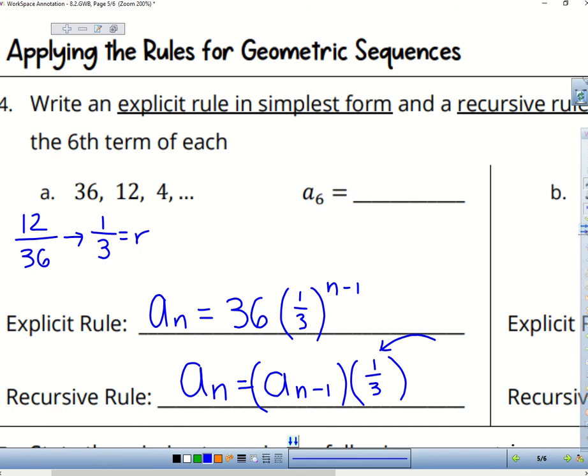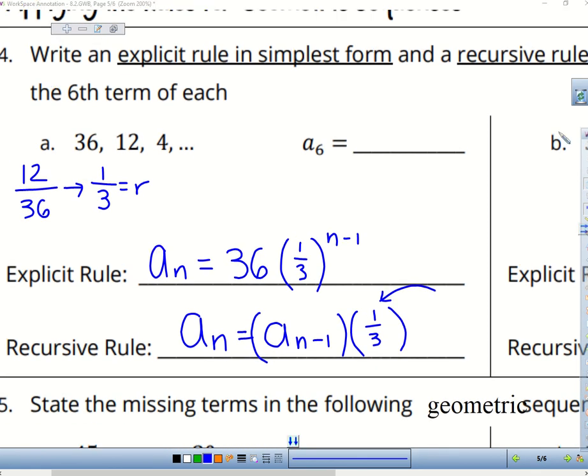Now, as for finding the sixth term, which formula are we going to use for that? Explicit or recursive? Explicit. Very good. So I'm going to plug 6 in for n. Everyone see what I did there? I plugged in 6 for n. And if you do this math out, it's going to give you 4/27.